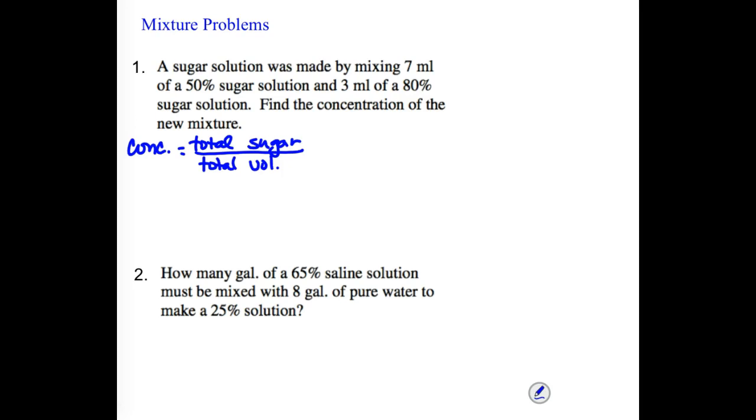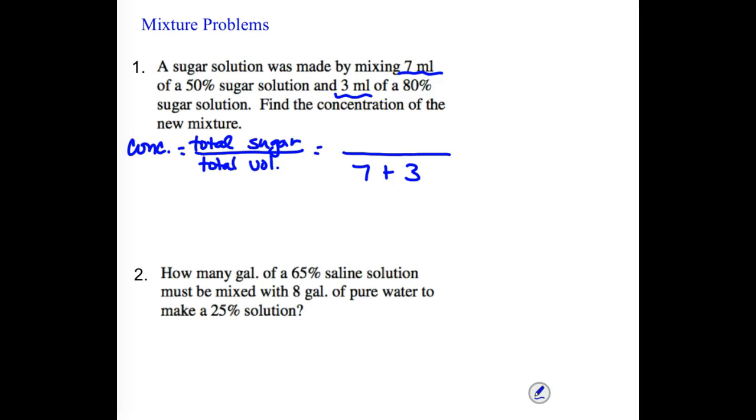All right, so let's fill in what we know. How much total volume do we have? We had 7 milliliters of the one and 3 milliliters of the other, yes? So denominator is the 7 plus 3. Okay, total volume. The numerator is how much of that total volume is actually sugar.